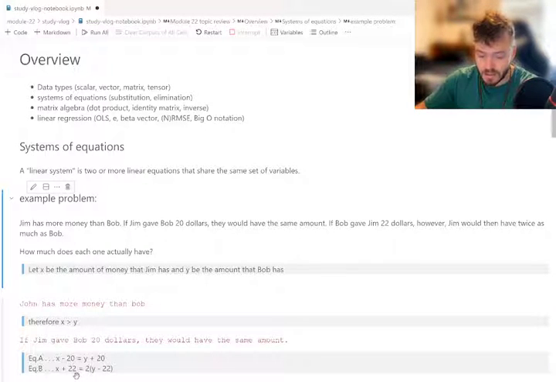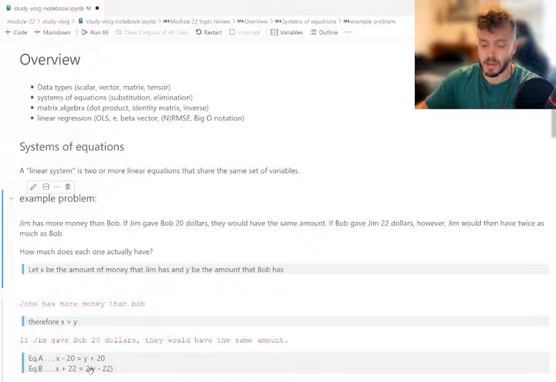In that instance, then, this side of the equation is going to be twice as much as this side of the equation. Or in other words, Jim's going to have twice as much as Bob. So for this to equal this side of the equation, we need y minus 22 times 2, right? I hope I'm explaining that clearly.